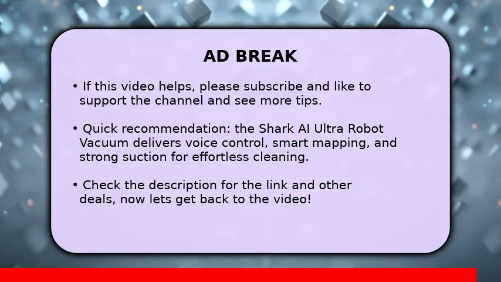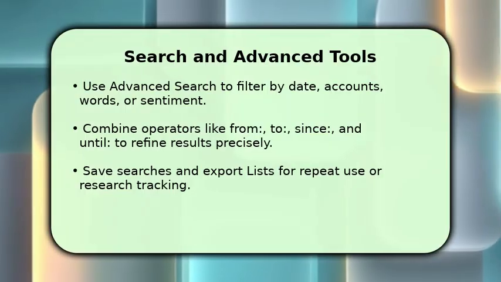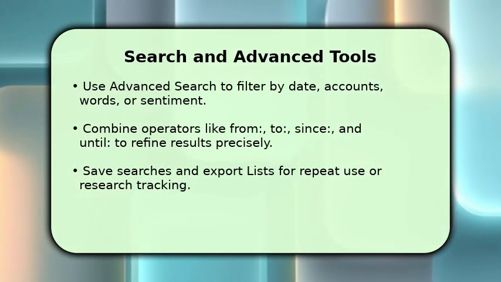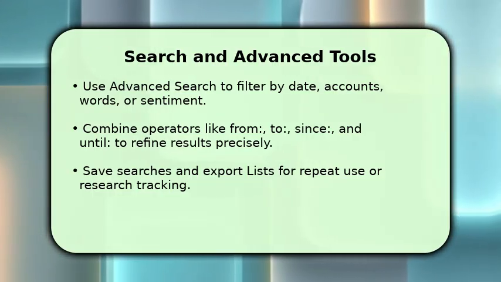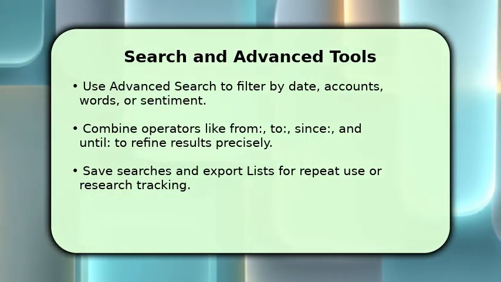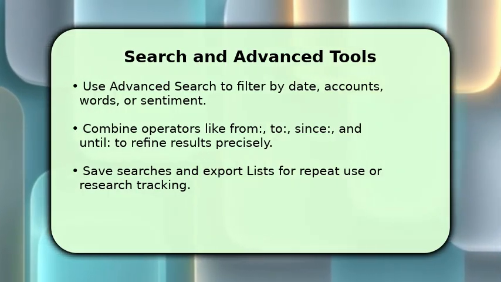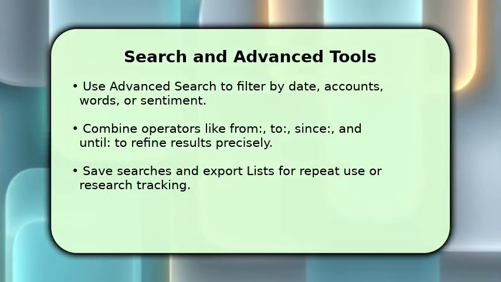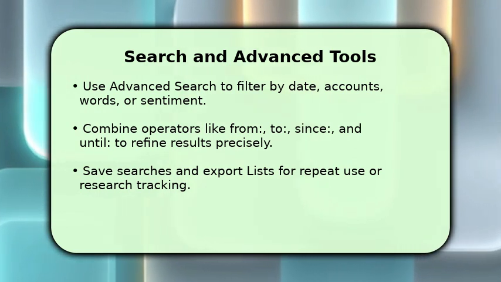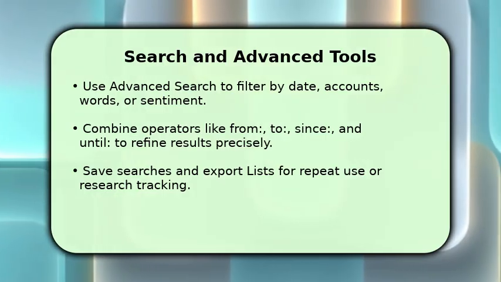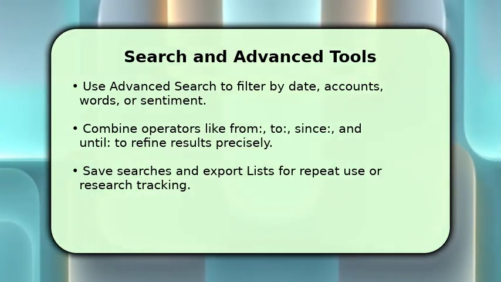Now let's get back to the video. Use advanced search to pinpoint tweets with date ranges, exact phrases, or specific accounts. Combine operators like from, to, since, and until to craft precise queries that return only relevant tweets. Save your frequent searches and export lists when you need repeat access for research or monitoring. I'll show sample search strings and walk through step-by-step examples so you can copy them and find any tweet easily.